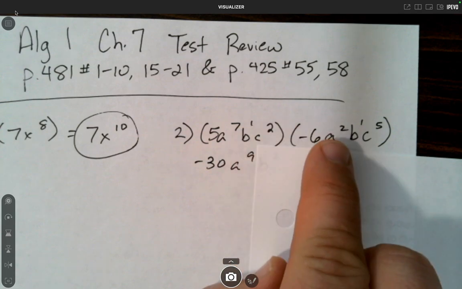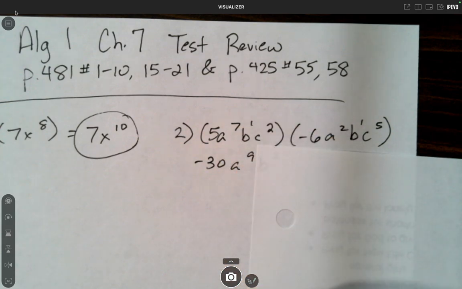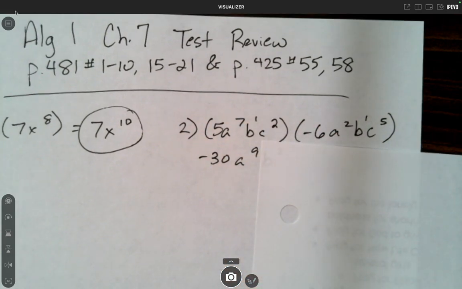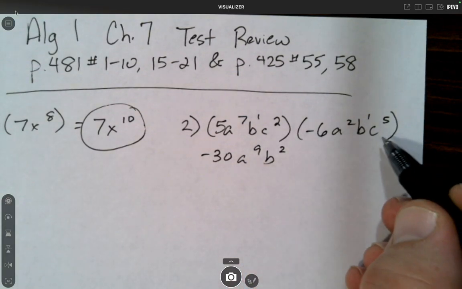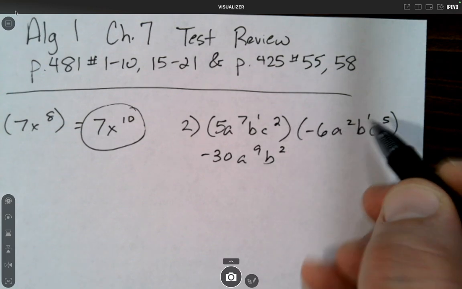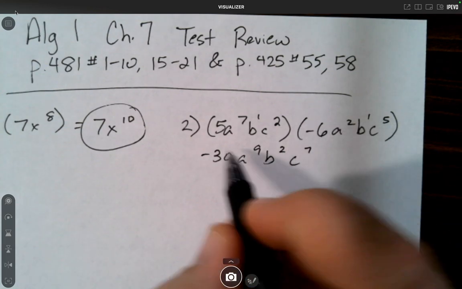Then I wrote the 1s here. They just wrote b, but it's understood to be b to the first power. So b to the first times b to the first, we add 1 plus 1 and get b squared. Then we have c squared times c to the 5th, so we add 2 plus 5, get c to the 7th.